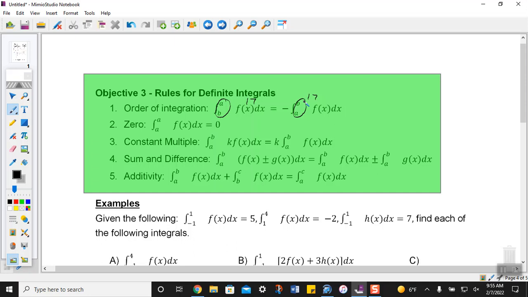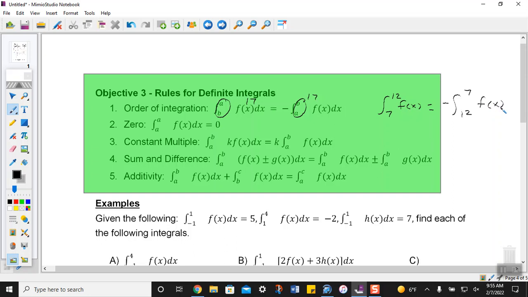So here's what I would tell you, now I'll give you an example. If it was the integral of 7 to 12 of some function f of x, this would equal the negative integral of 12 to 7 of f of x. Okay, are you with me there? Okay, know that one, alright?